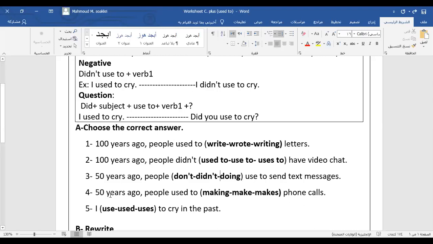Number 4. 50 years ago, people used to making, make, makes phone calls. What is the correct answer? Is it making or make or makes? Which one is the verb one? Make. Excellent. Thank you. Now, mute yourself, please, Ahmed and Muhammad Hilmi.